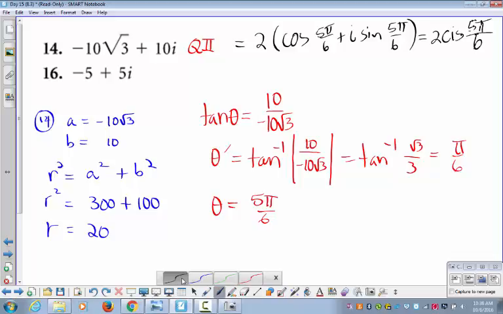2 cis 5 pi over 6. Nice, concise way. Oh, 20. Yeah, that's a 2 with a 0. 20. Thank you.